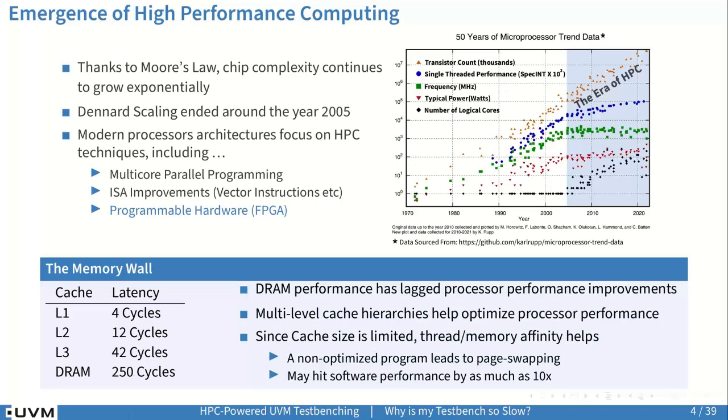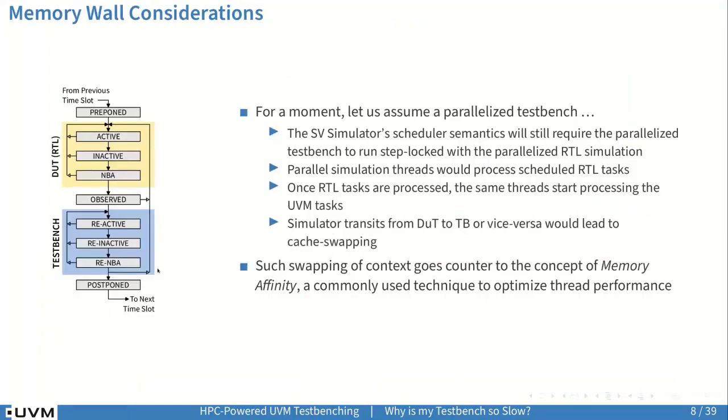Okay, so thank you. What we are doing typically is running the test bench parallel to the simulation. There are different threads which run the simulation, and the test bench runs on separate threads, and they have their own cache. Do those threads have separate cache?